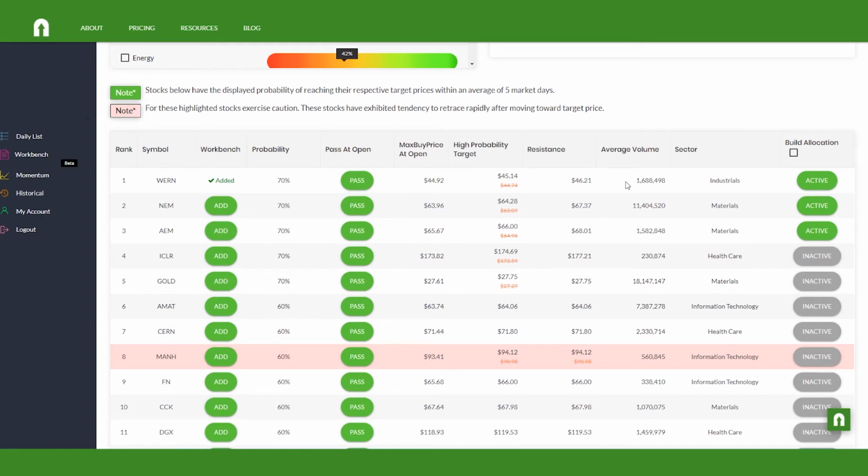So this gives you an opportunity to see what kind of trading setup you may want to put on whenever you're looking to put these trades on. It shows you the sector and then also the allocation.